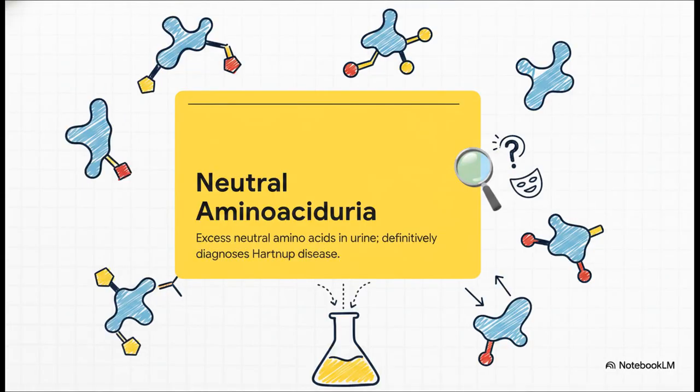So how do we definitively unmask this pretender? Simple. We run a urine test. If a patient has pure dietary niacin deficiency, true pellagra, their urine amino acid profile is going to be completely normal. But if they have Hartnup disease, the urine test is going to reveal a massive neutral aminoaciduria. We're talking a massive overflow of neutral and aromatic amino acids that the kidneys just failed to reabsorb. That overflow right there is your definitive diagnostic differentiator.